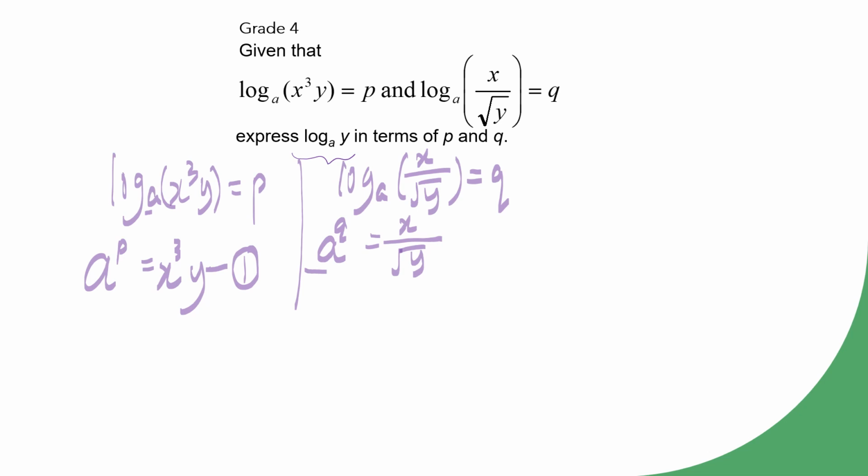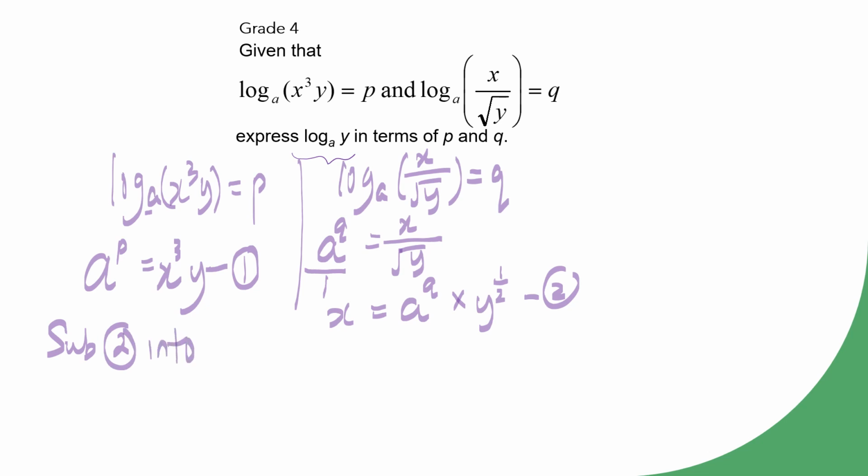Let's do a cross multiply, and I'm going to make x the subject here. So x will be equal to a to the power of q times square root y, which is y to the power half. So I'm going to substitute 2 into 1, and then see what happens. I hope I don't get something that is very messy.